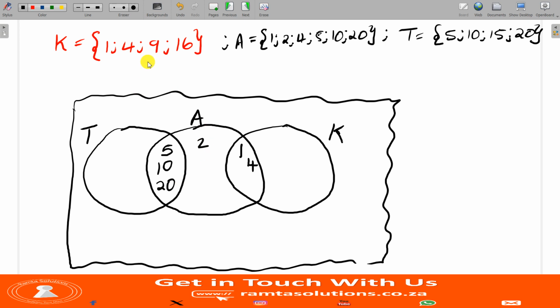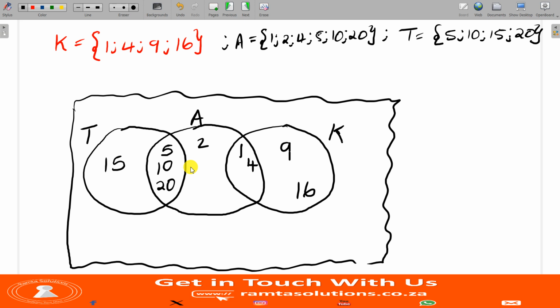Let's go to Kensani. For Kensani, we have 1, 4, so we have 9 and 16. Tiamo, what do we have? We have 5, 10, 15. All right. So this is what we have now.